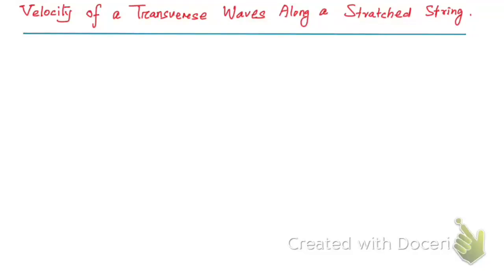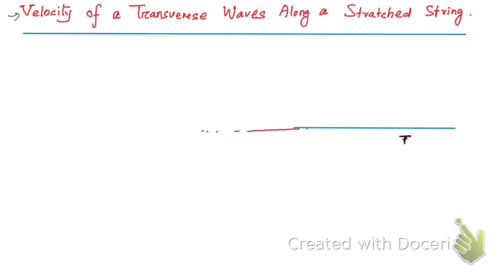Hello friends, in this video we're going to discuss the velocity of a transverse wave along a stressed string. So now let us consider a string. This is the string, suppose, and it is stressed by a tension T. So the tension on this string is T, right? And this string is lying on the x-axis, suppose.